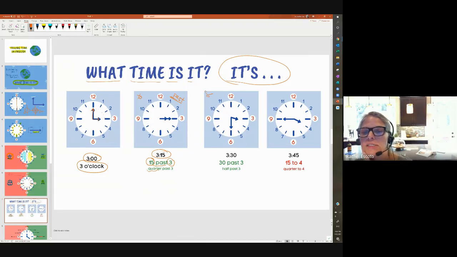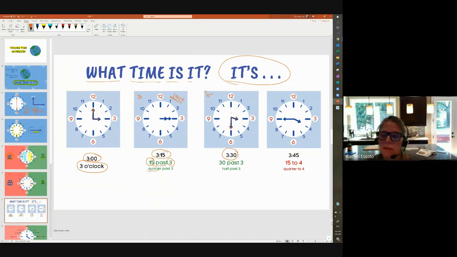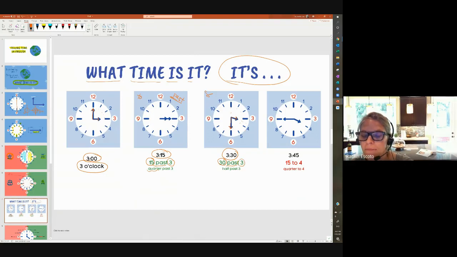All right, let's look at this one here. And now the hand kept moving. Well, now we're at 3:30, and you can see the minute hand is all the way down here, and the hour hand is kind of halfway in between here, right? So now it's 3:30, or 30 past 3. Or because it's half, we can say half past 3. So 3:30, or 30 past 3, or half past 3.